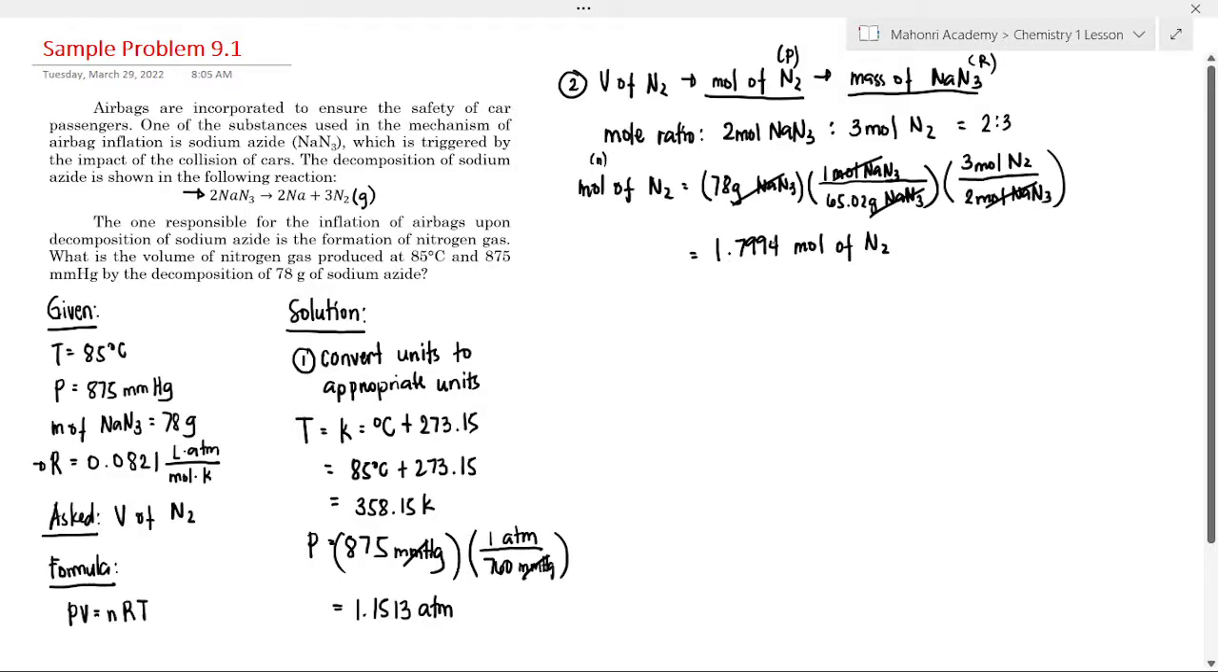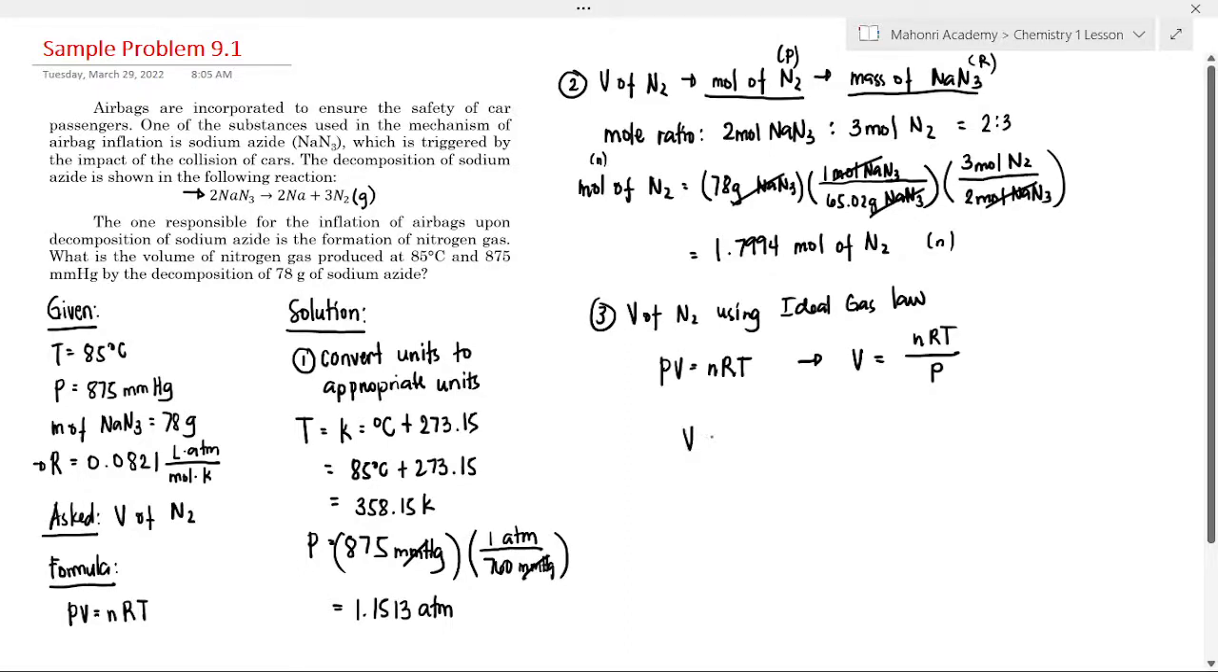So since we know that this is our n, we can now find the volume of N2 using the ideal gas law. So we know that the ideal gas law is PV equals nRT. Since we are looking for volume, we have to segregate the volume on one side and the other factors on the other side. So that is V equals nRT divided by pressure.